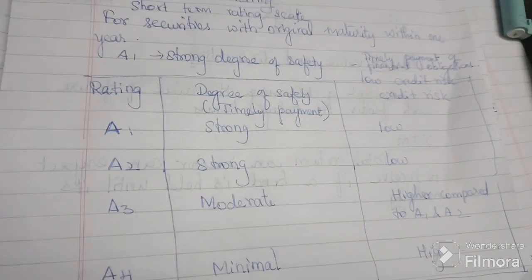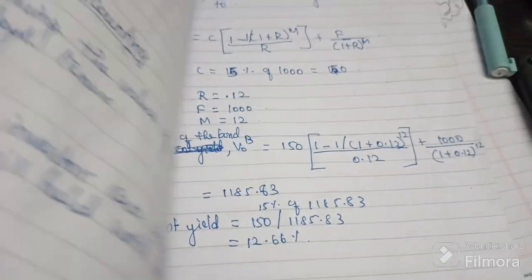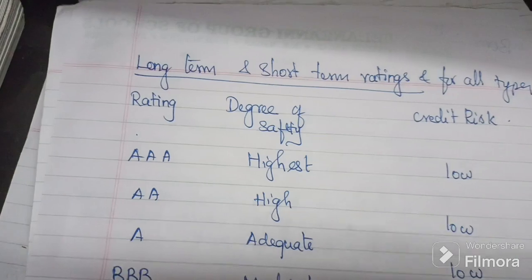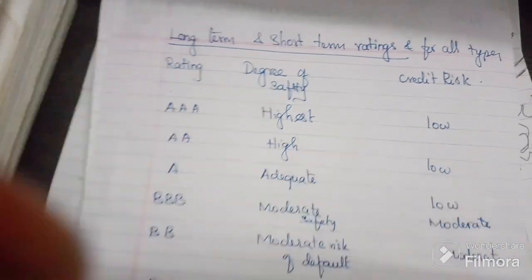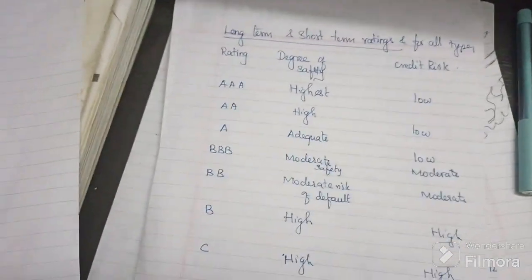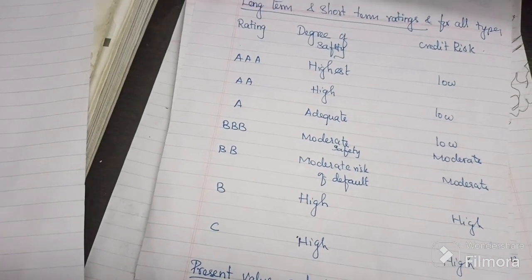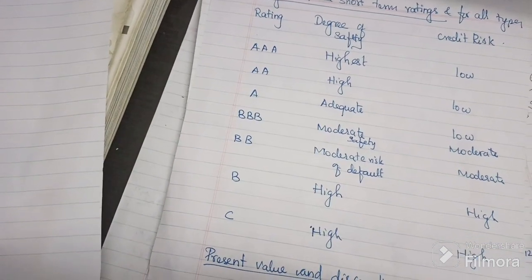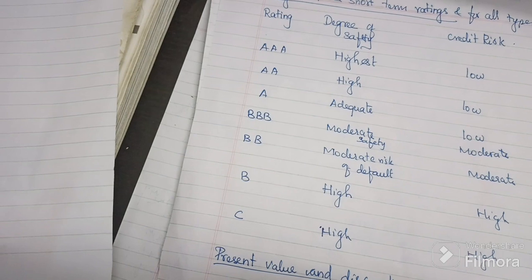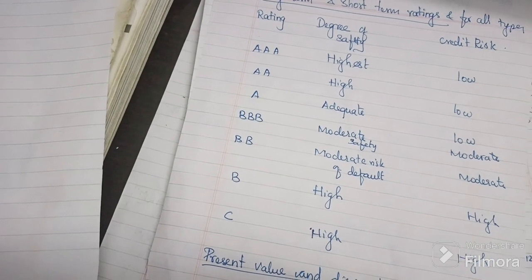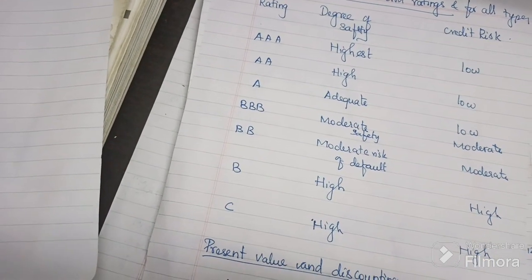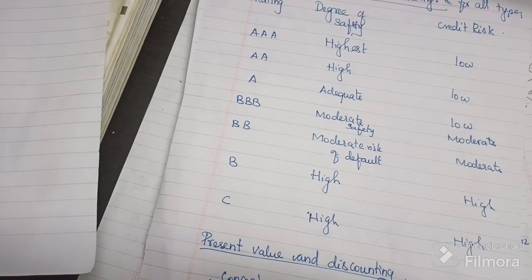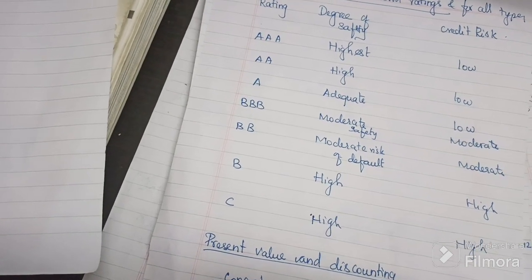Okay, so this is about the ICRA rating about the bond. And we have long-term and short-term ratings for all types of bonds. There are different types and different things given. So just know the rating here. AAA rating is the highest rating regarding the degree of safety and timeliness of payment. And the next one is your credit risk, which is very low here.